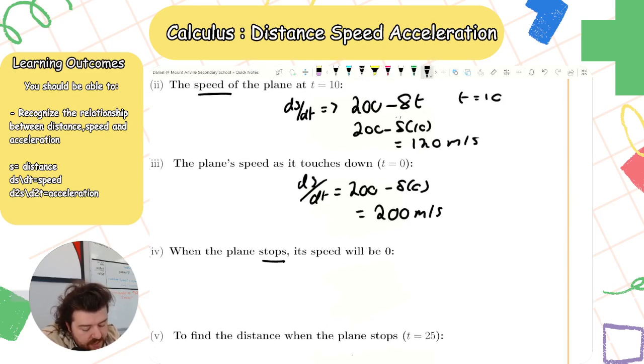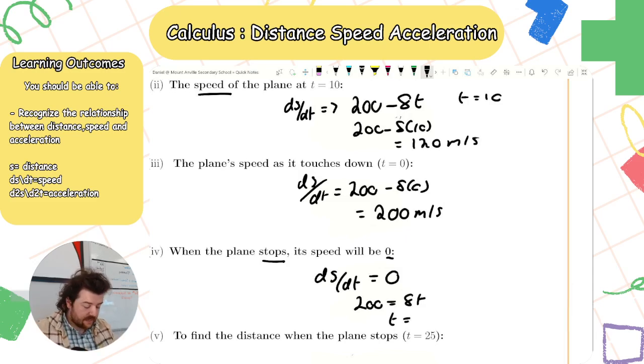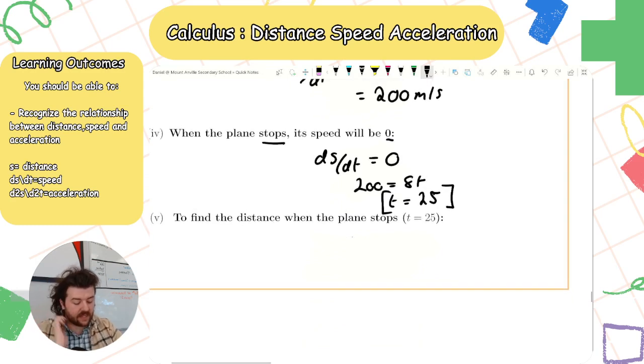When the plane stops, its speed will be 0. So how long did it take for the plane to stop? Speed is 0, so 200 equals 8t. t would be equal to 200 divided by 8, which is 25 seconds.